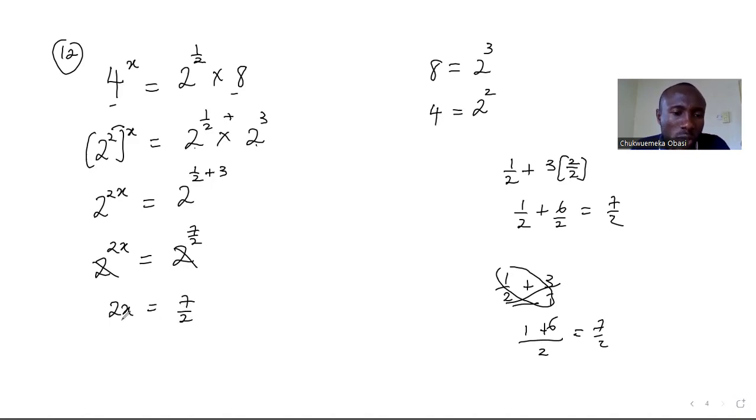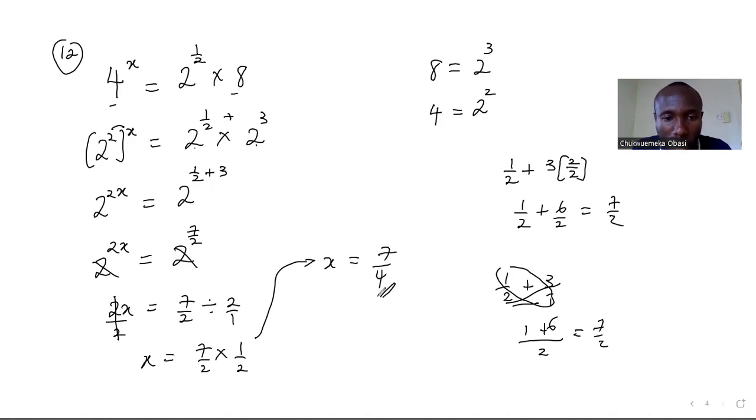Now, you can go ahead and divide both sides by 2. You divide here by 2. In this case, you divide here by 2 like this. It's the same thing. The 2 cancels out, so x is equal to 7 over 2 divided by 2. This is 2 over 1. So you change it to times, you have 1 over 2. And finally, x is equal to 7 over 4. This is how it is.